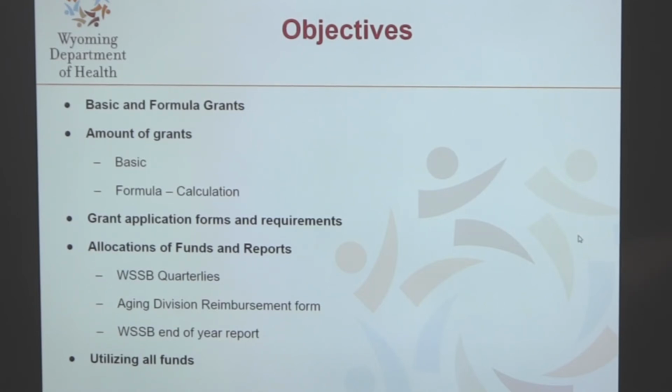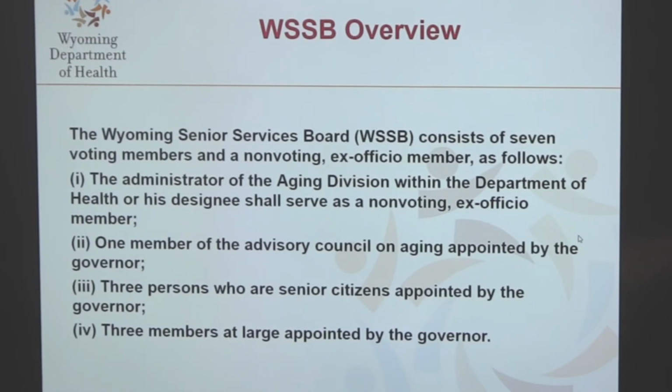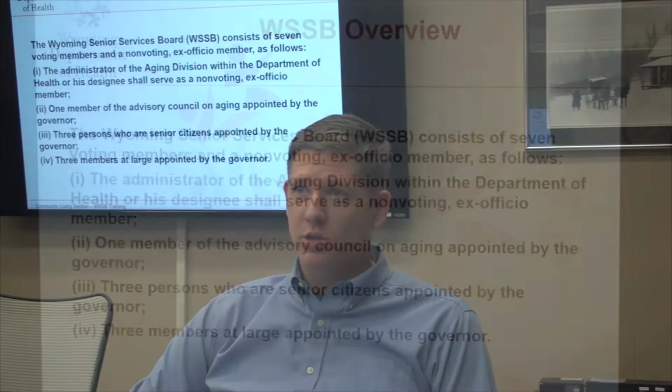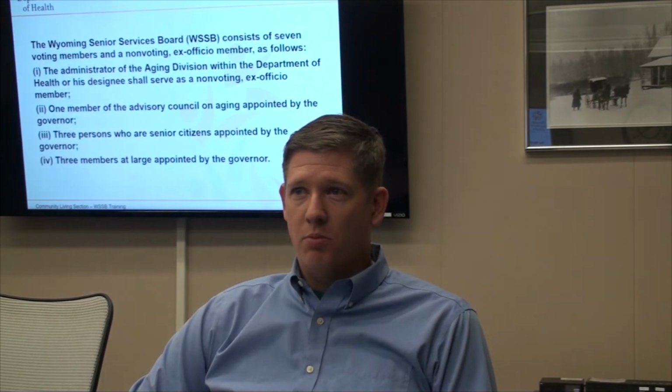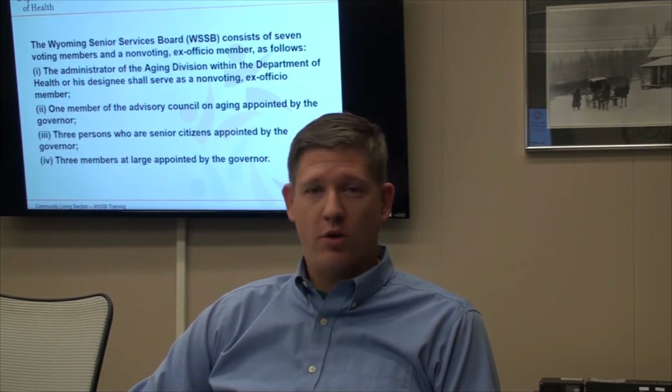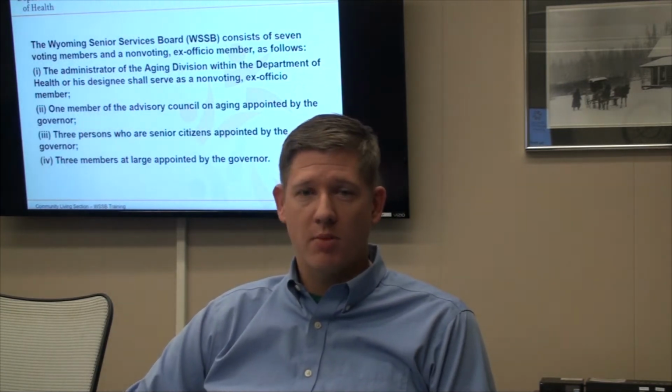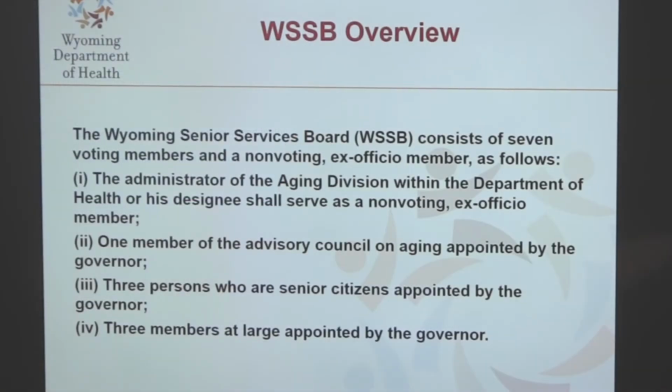So first of all, I wanted to talk about a quick overview of the Wyoming Senior Services Board. You may have caught on to some of these concepts in the other modules that have taken place, but the important parts for the grant applications and the grant reporting that makes sense to talk about here are the general makeup of the board. So the Wyoming Senior Services Board consists of 7 voting members and a non-voting member, an ex officio member, and they're all detailed out here as follows.